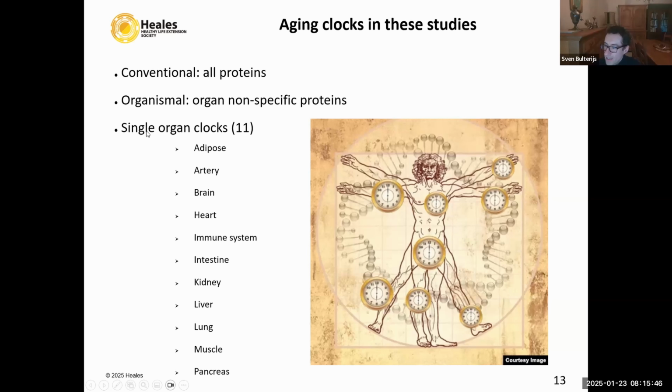And then they also made 11 single organ clocks. So adipose, artery, brain, heart, immune system, intestine, kidney, liver, lung, muscle, and pancreas. And what they then did is they took all these proteins minus all the proteins they used to make the single organ clocks, and what was left over was called the organismal clock. So this is basically all the proteins that probably are important for other organs in the body, which were not these 11 organs that they tested.